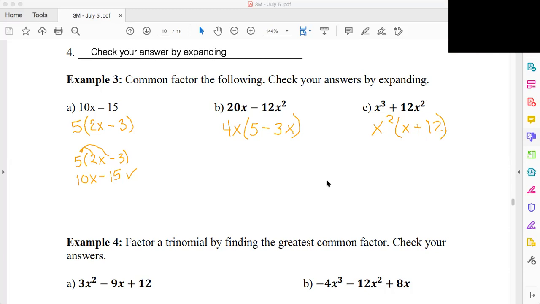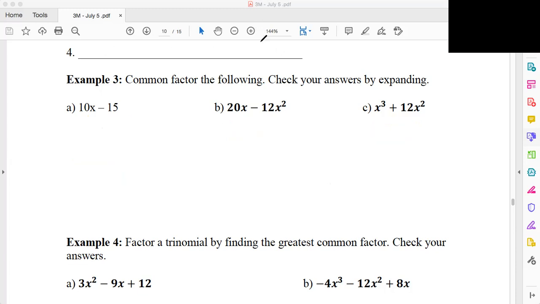Okay. So I'm going to erase that, and we're going to do one last example, and you are on your own for practice questions, and there's one more lesson after this. So I'm clearing this.